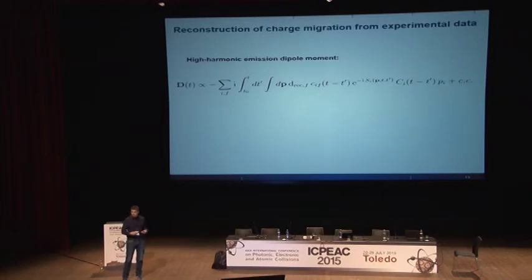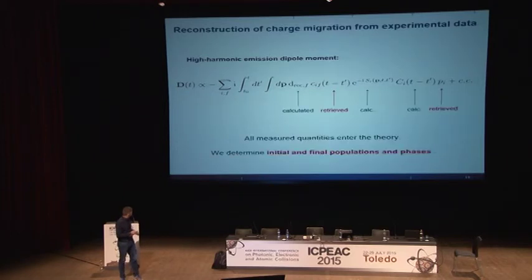And based on that expression, we can now formulate the underlying equations for all the experimental observables that I showed you before. And what we then do is calculate the recombination and propagation phases and the nuclear motion from theory and invert the expression to get the initial and the final populations of the states that are involved in the dynamics, to describe the dynamics from the observables of harmonic generation.